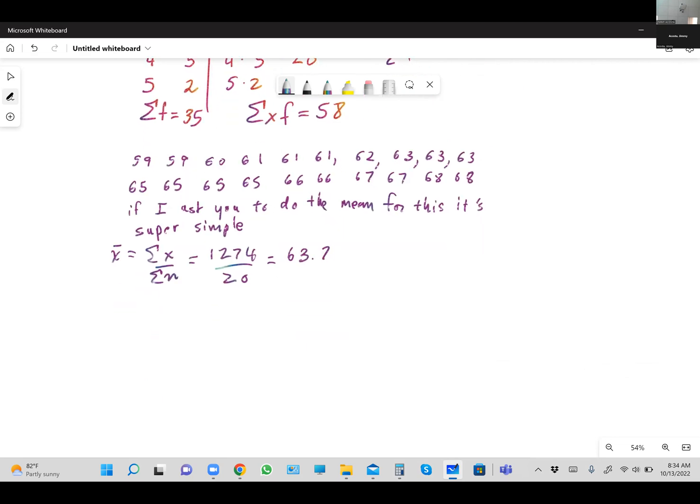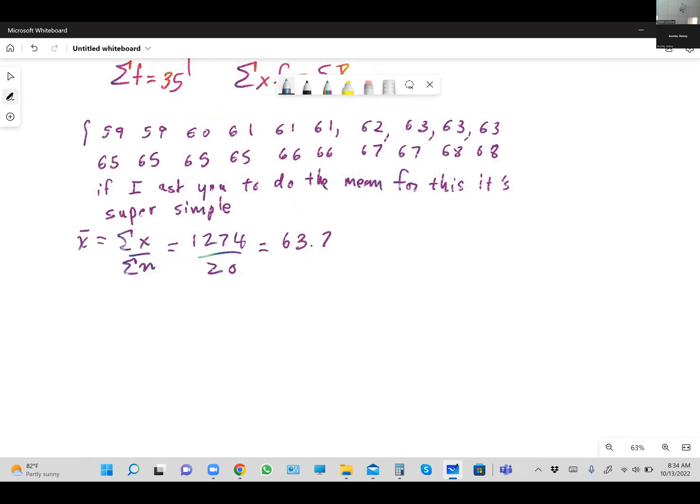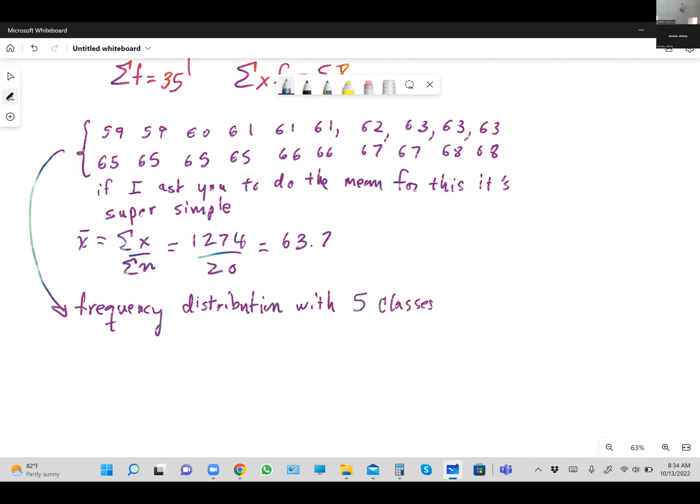But what if now I go to you guys, I want you to make 5 classes. I want you to convert this into a frequency distribution with 5 classes. So the first step is you have to take 68 minus 59 divided by 5. That's 68 minus 59 equals 9, and 9 divided by 5 is 1.8. And we said we're going to round up.